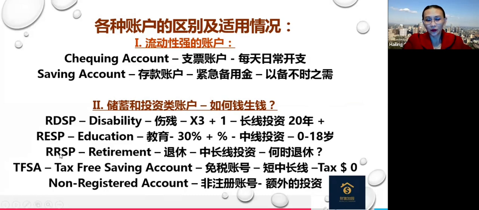RRSP, this is what we focus on, is for your retirement. It really depends how far you are from your retirement age, right? So usually we will say it's a mid-term and long-term investment.